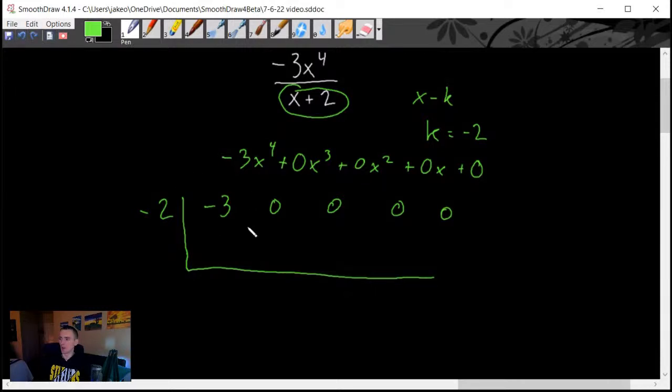Okay, sorry about that. So we're always going to just start by carrying our first term down. So negative 3 is going to be written right here. Then we go diagonal. Diagonal is always going to be multiplication. So we're going to go negative 3 times negative 2, gives us positive 6. And then we're going to go down. Going down is always addition. So 0 plus 6 is 6.